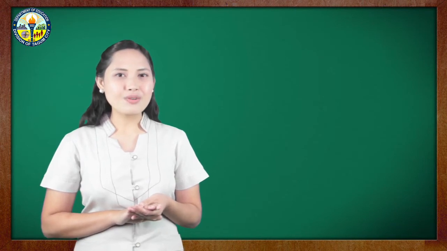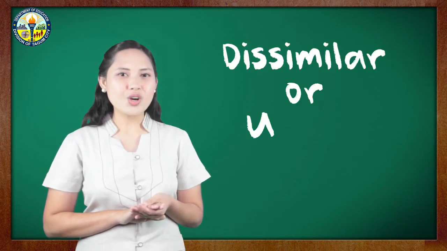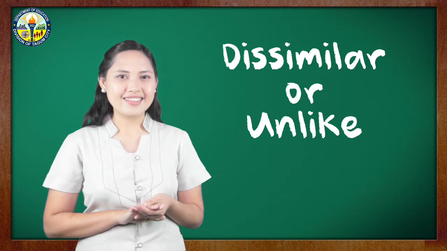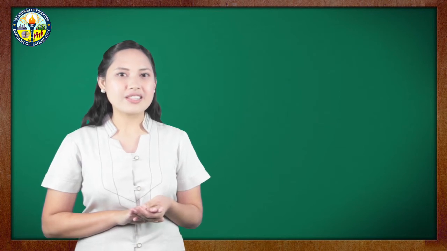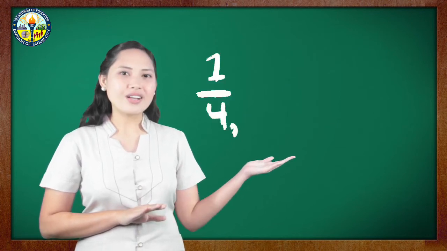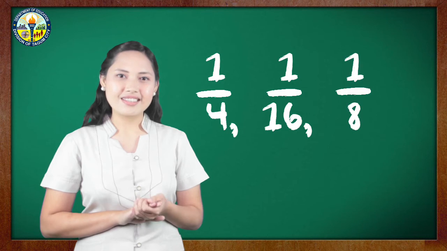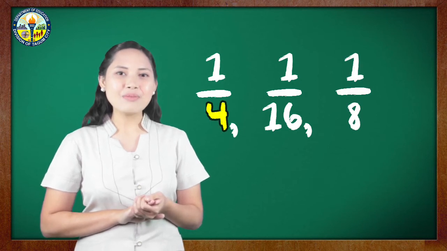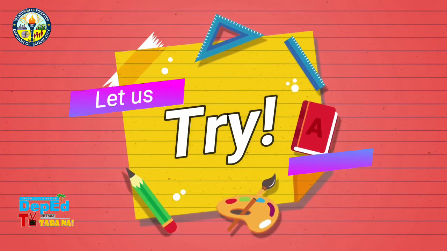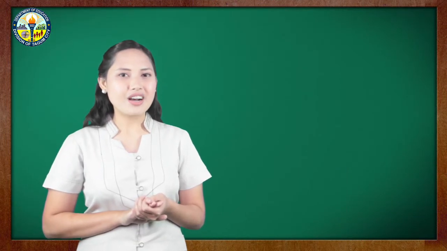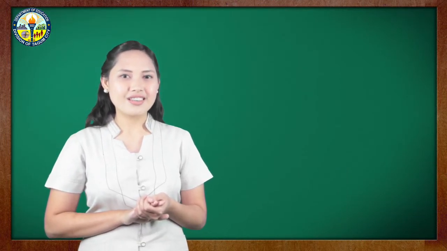What about if we will subtract fractions which are dissimilar or unlike? By dissimilar or unlike, we are referring to fractions with different denominators like 1/4, 1/16, and 1/8. See, the denominators are 4, 16, and 8. Let's try if you know how to subtract dissimilar fractions.